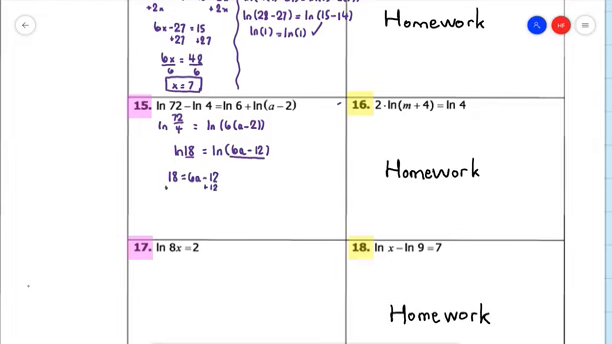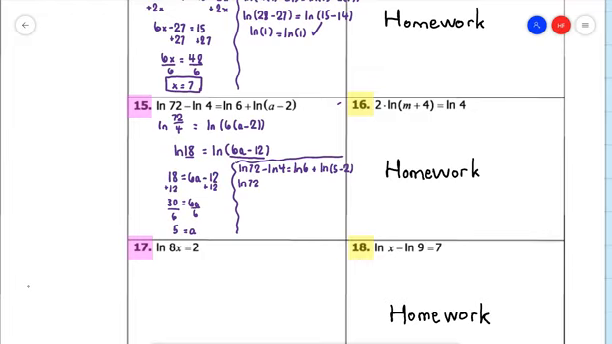Add 12. 30 equals 6a. Divide by 6, and 5 equals a. So now we have to plug it in and make sure that it works. ln 72 minus ln 4 equals ln 6 plus ln 5 minus 2.